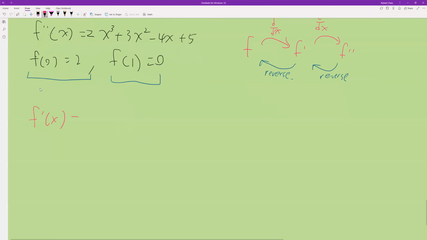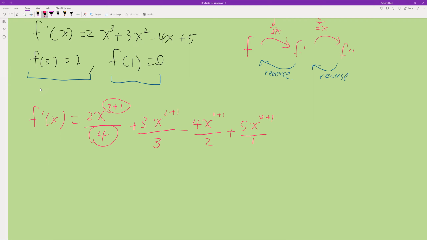All right, so let's start with looking for f prime by applying the reverse power rule on f double prime. So I have 2x cubed over 4, the new power and the denominator matches, plus 3x squared, x to the power of 2 plus 1 over the new power, which is 3, minus 4x, that's x to the power of 1 plus 1 over the new power of 2, plus 5x to the power of 0 plus 1 over the new power, which is 1, and plus a constant c. In this case, I'm going to call it c1 because we have to apply the reverse power rule twice, so when we do it a second time, we will get another constant.